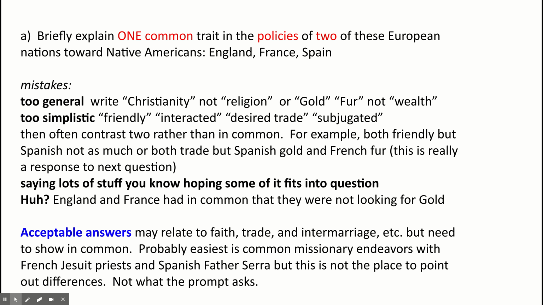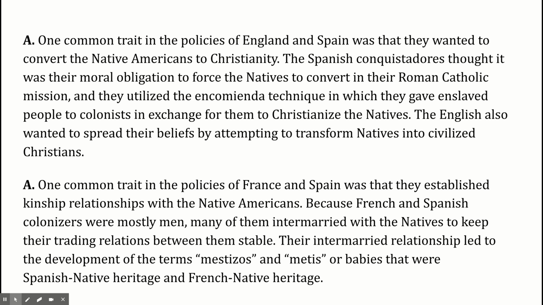Faith, trade, intermarriage, etc. But you need to focus on what's in common. And so don't drift if at some point you start going like, well, they have this in common, but this is not in common. That's not part of the question. So here are some examples actually taken from the student essays that were just done.